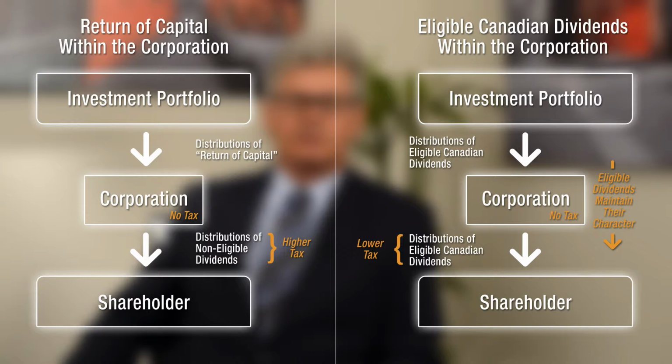So if we examine the use of either return of capital or eligible Canadian dividends as the source of cash in a corporation to pay out to a shareholder, we will see that the return of capital creates the cash with a tax deferral in the corporation and is then paid out at a relatively high tax rate to the shareholder as a dividend. If we contrast that to eligible Canadian dividends, there is in fact a tax bill in the corporation, but this is 100% refundable when paid out as a dividend to the shareholder, who will ultimately pay a lower tax bill than in the return of capital alternative.